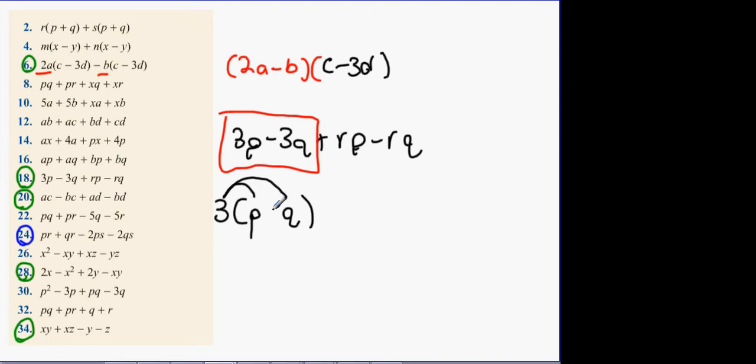What sign goes in here? Minus. Minus, okay. And what about the next one? What letter do they have in common? R. And r multiplied by what gives you rp? P. Perfect. R multiplied by what gives you rq? Q. Is it plus q or minus q? Minus. Now, what do you know about both brackets? That's the same. What does that mean?